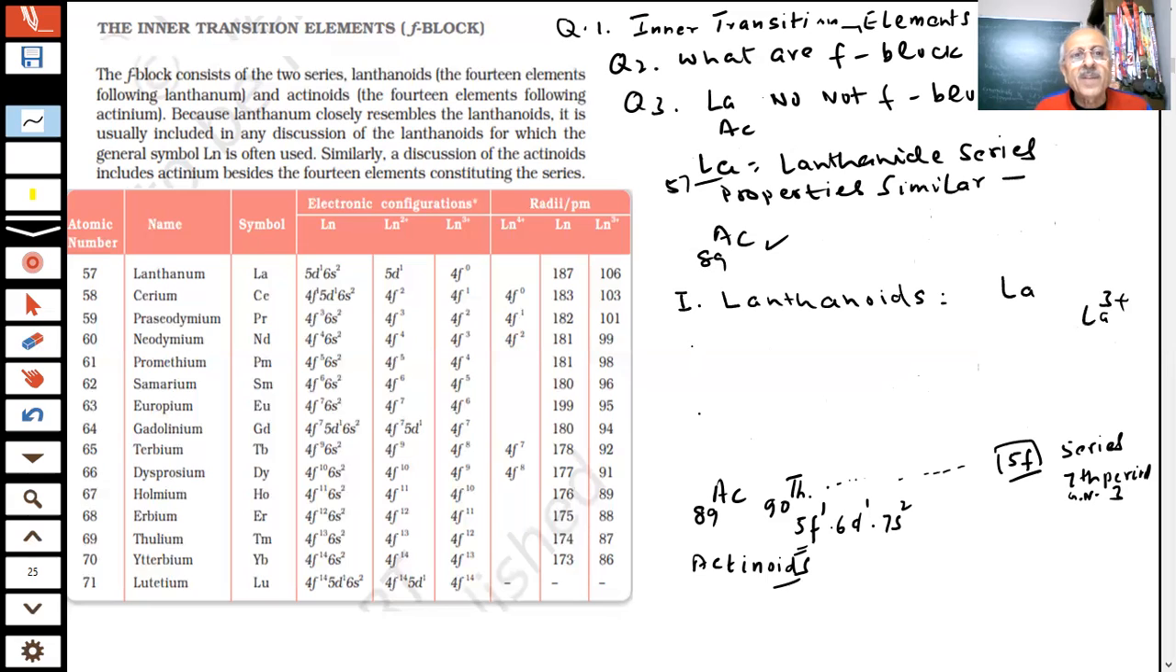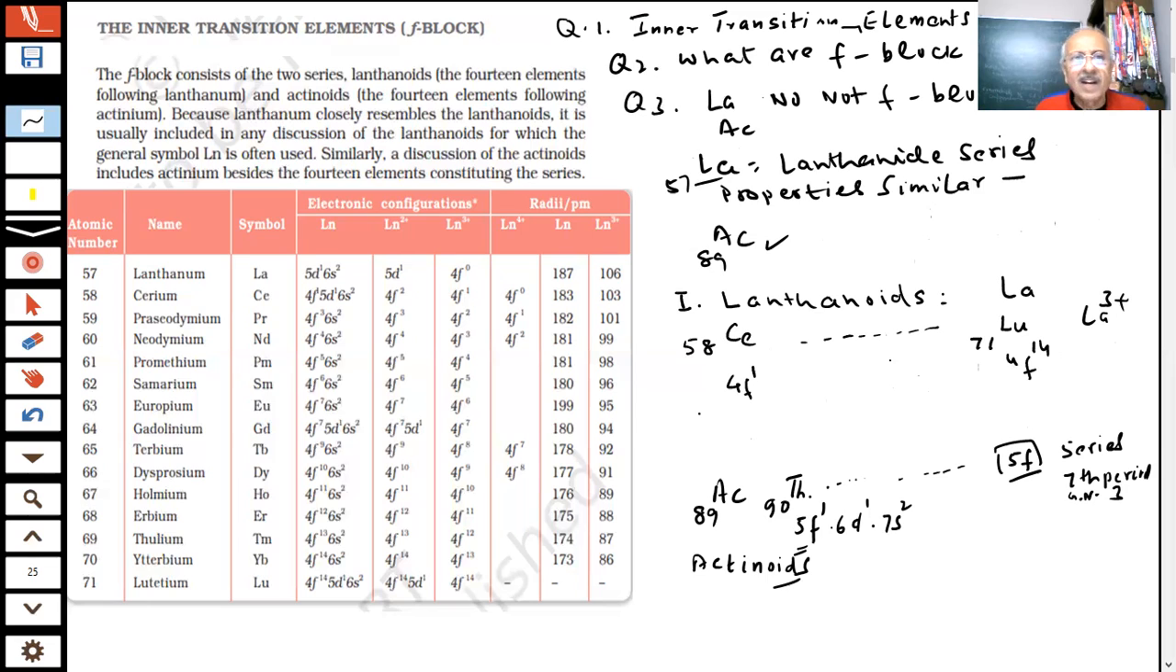Here it basically starts from 58, which is cerium, and it goes up to which element, students? 71. What is that? Lutetium. If this is the 4f1 series, we expect it to go up to 4f14. But what will happen to the electronic configuration? We are going to have a look at that also.